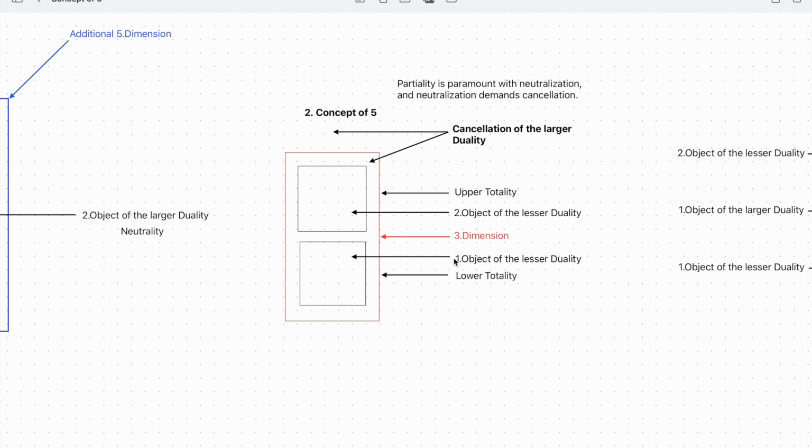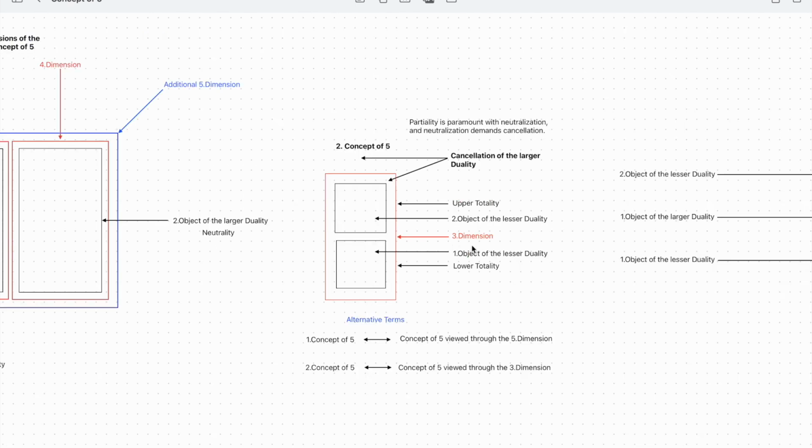Originally, the third dimension was designed to view the first object of the larger duality. Now, after the cancellation of the entire larger duality, its function is to view the lesser duality only and not the first object of the larger duality, because the third dimension does totally suffice to view the entire second concept of 5 after the cancellation of the larger duality.